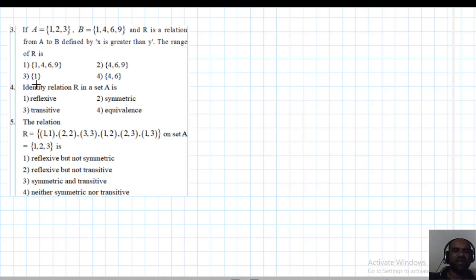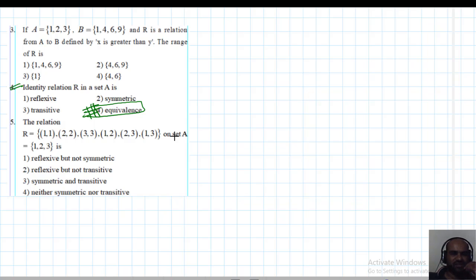I want to move to fourth problem. Identity relation is dash. Already proved equivalence relation. Identity relation is always an equivalence relation. Already explained the concept. Okay. Should remember that one.